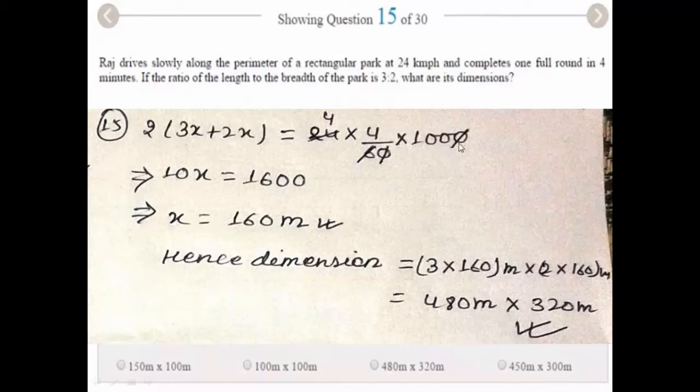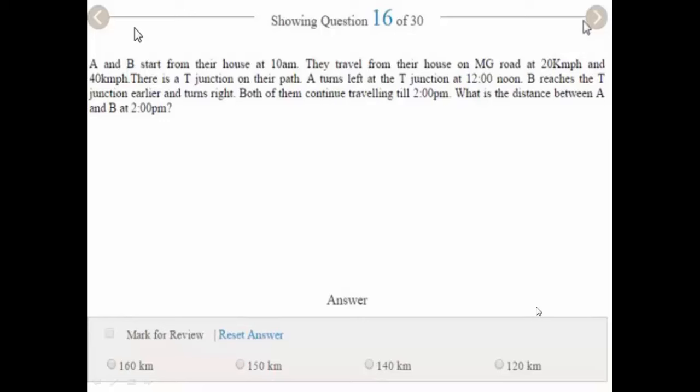Okay, after solving this expression, we got the value of x as 160. So 160 is the value of x, then 3x equals what? 480, and 2x equals 320. Okay.